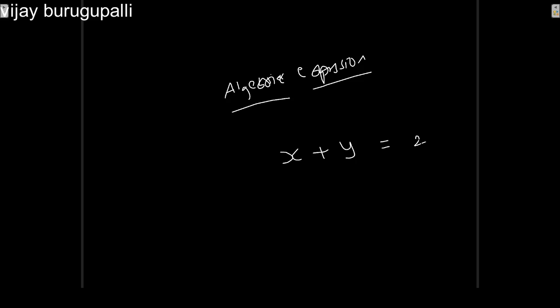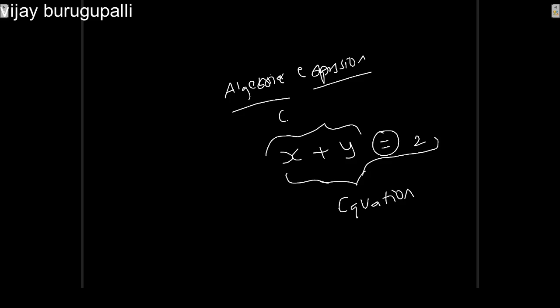If an algebraic expression, for example x plus y, consists of an equal to symbol, then this algebraic expression becomes an algebraic equation. For example, if you take x plus y is equal to 2, this expression has an equal to symbol. So this becomes an equation, and the part without it is called an expression.